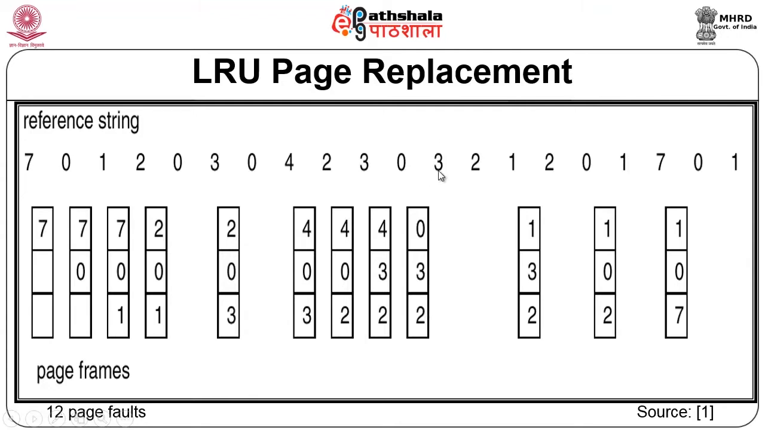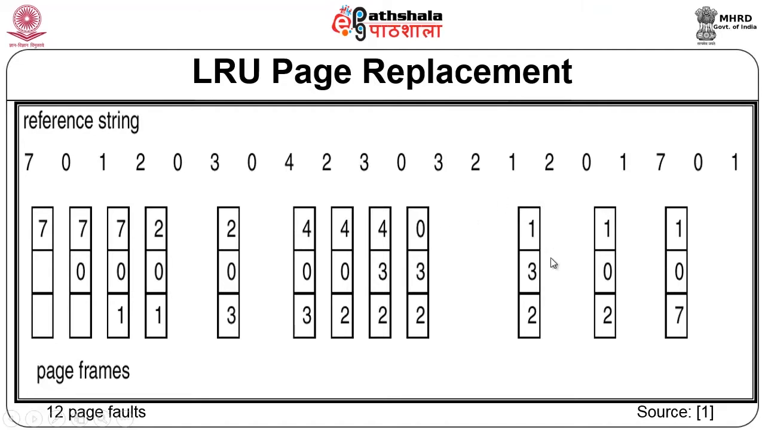And next there is a reference to 3, it is a hit. For 2, it is a hit. For 1, then again you need to choose a page for replacement. The least recently used is 0 because 2 was used, 3 was used and only before that 0 was used. So, 0 is the least recently used page and 0 is removed and 1 is brought in.